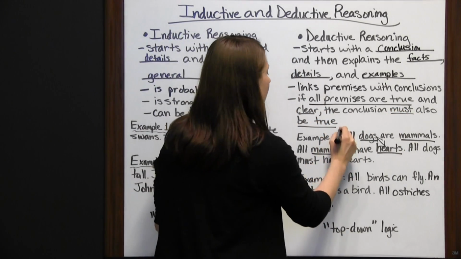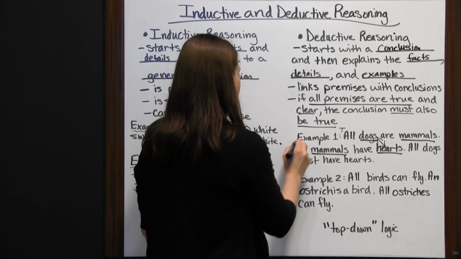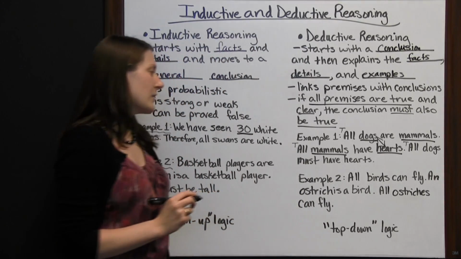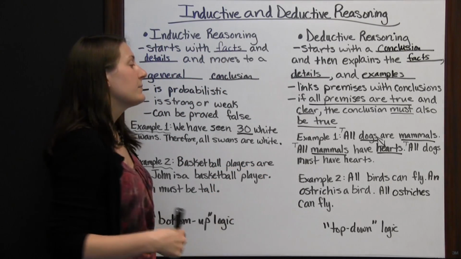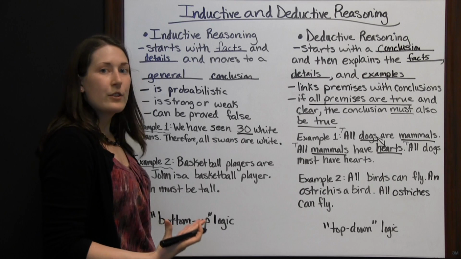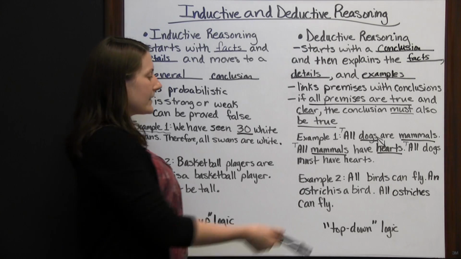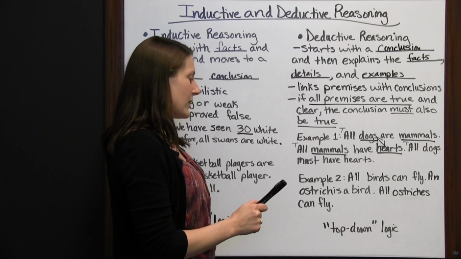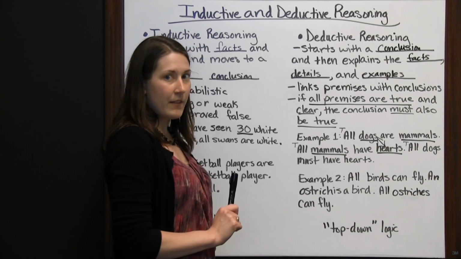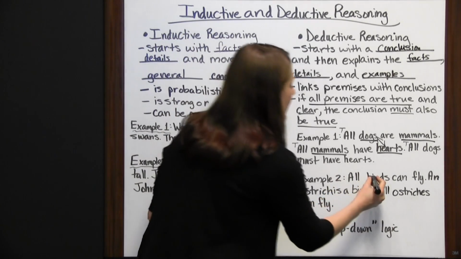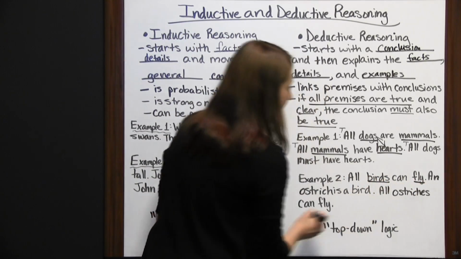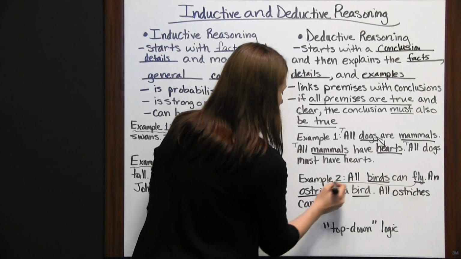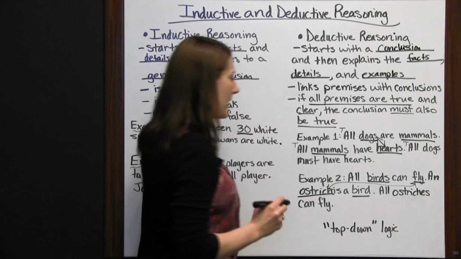So on this one, we have true, all dogs are mammals. True, all mammals have hearts. So it's true that all dogs must have hearts. And this one is a true conclusion based on deductive reasoning. Now let's look at example 2. All birds can fly. An ostrich is a bird. All ostriches can fly. So we use the fact that we know all birds can fly and an ostrich is a bird to tell us that an ostrich must be able to fly.